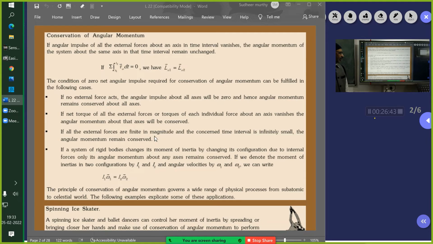Finite in magnitude, that's important. And the concerned time interval is infinitely small, then the angular momentum is conserved. If a system of rigid bodies changes its moment of inertia by changing its configuration due to internal forces only, then its angular momentum over any axis remains conserved. Can anybody explain this?